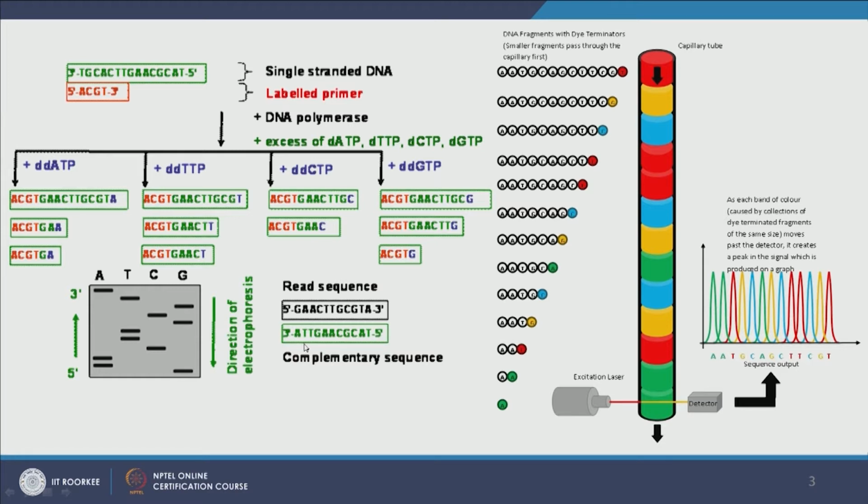First A was added, then T was added, then T, G, A, C, G, C, A, T, and so on. And I can know what my read sequence is, and I can know what my complementary sequence is. This is how the sequencing happens.